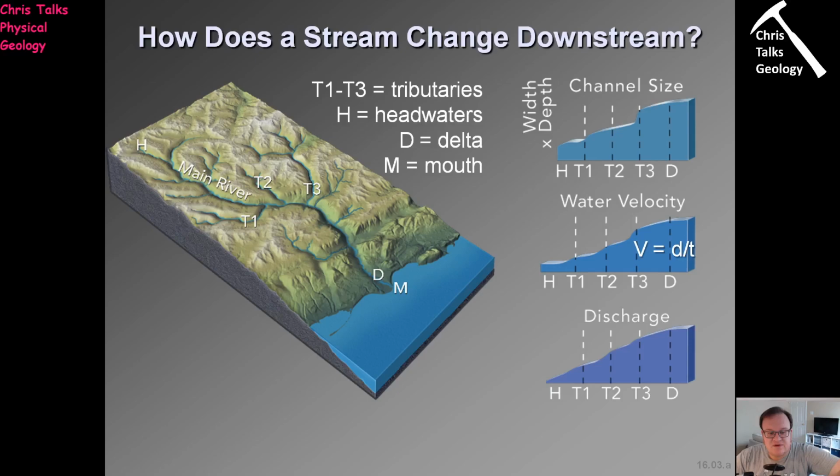Then we have discharge. Remember, discharge is simply the area of the river multiplied by the velocity. So if we look at this situation, we can see as we head downstream, the channel gets both wider and deeper, so its area increases. At the same time, the velocity is also increasing, and discharge is area multiplied by velocity. So unsurprisingly, the discharge is going to increase.